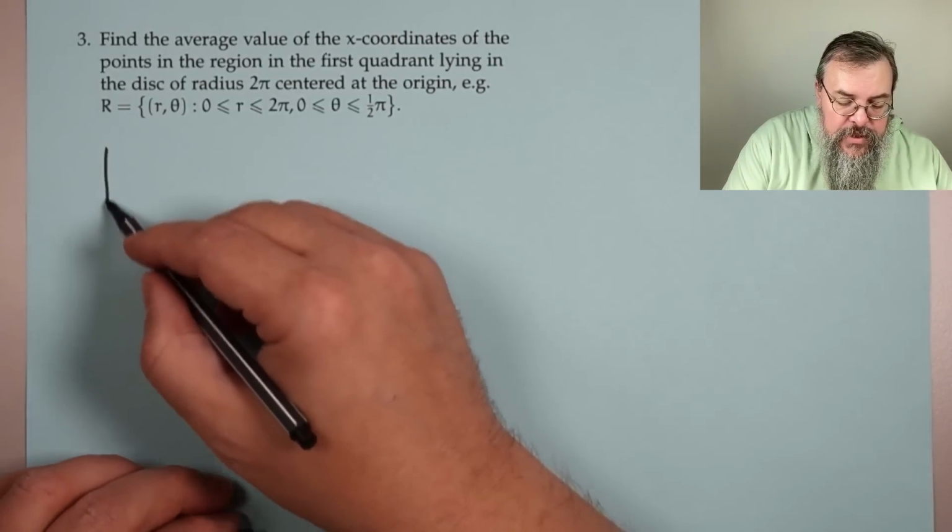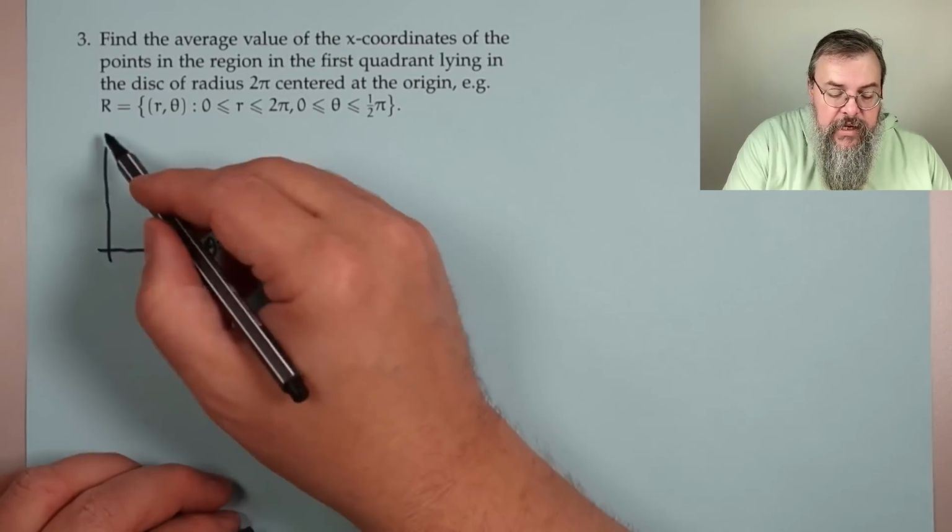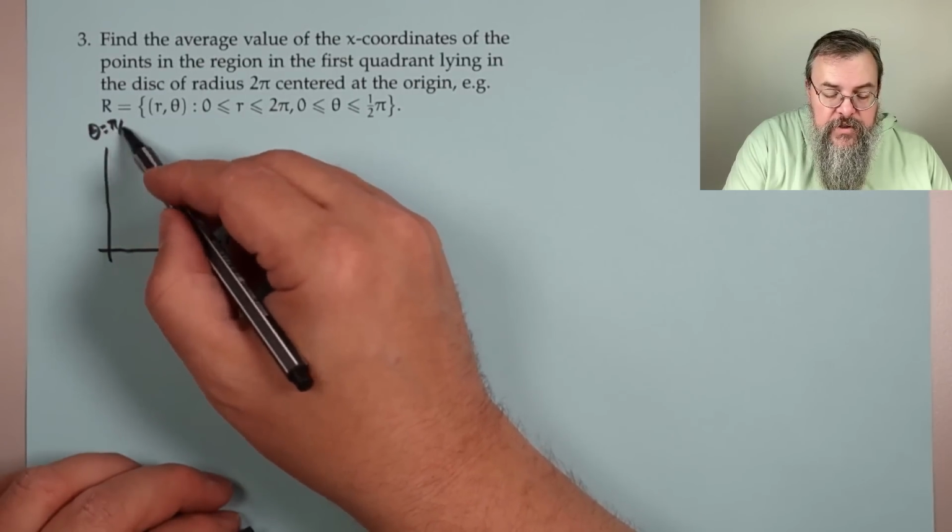So we're in the first quadrant. So, okay. So here, the x-axis, that's theta equals 0. Theta equals pi over 2.